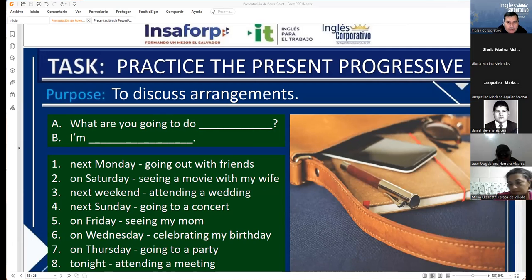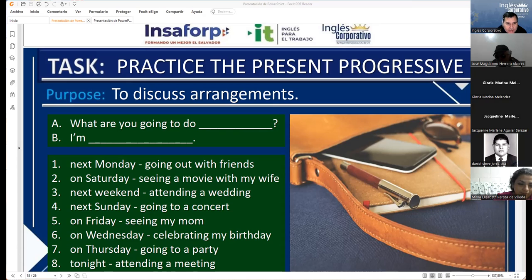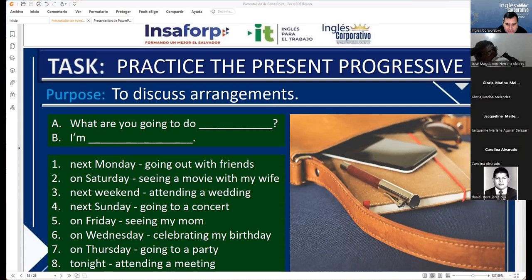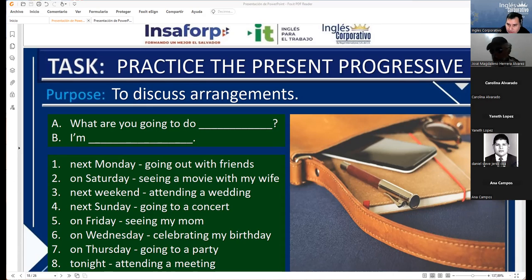Let's see. 13 people. Well, let's begin. Adelaida Carolina Alvarado. Present teacher. Excellent. Nice. What happened with the other two people? Disappeared in thin air. Aida Janet Lopez. Present teacher. Excellent. Ana María Campos de Gómez. Ana Campos. Present teacher. Okay.